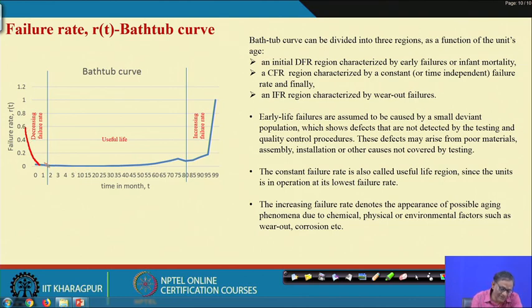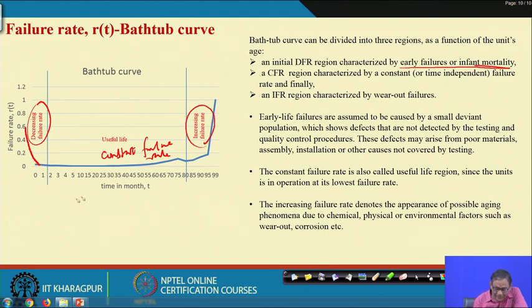One region, this one is the decreasing failure rate, this region is what we say the early failure zone. And why does this early failure actually take place? This is basically the DFR characterized by early failures or infant mortality, and then it is followed by a long period of time when the hazard rate will be constant. So, this is decreasing failure rate, here constant failure rate, and this is increasing failure rate.